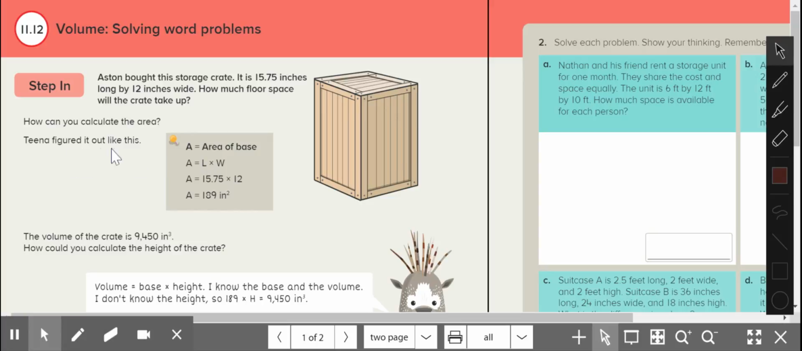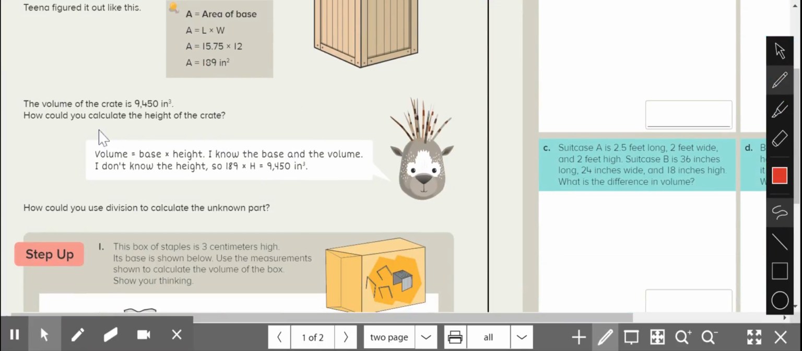Tina figures it out like this. Area equals length times width. Area equals 15.75 times 12. The total area then is 189 inches squared. Now the volume of this crate is 9,450 inches cubed. We say that. Inches cubed is how we would say that. How could you calculate the height of this crate?